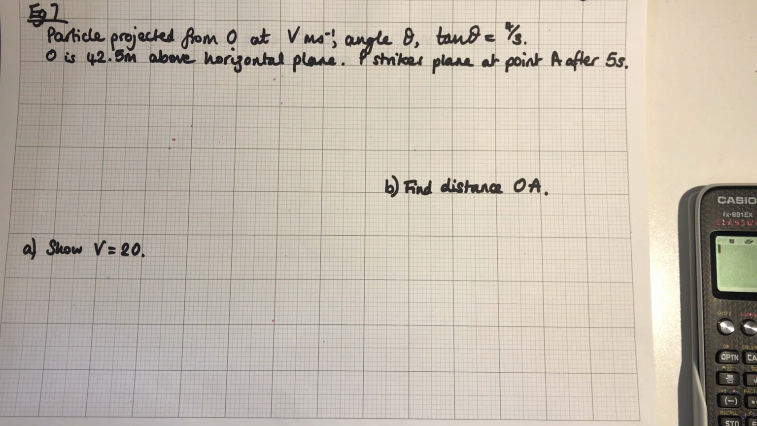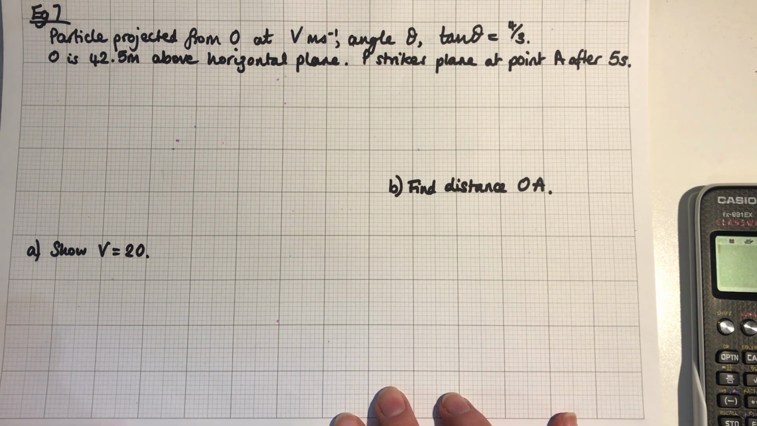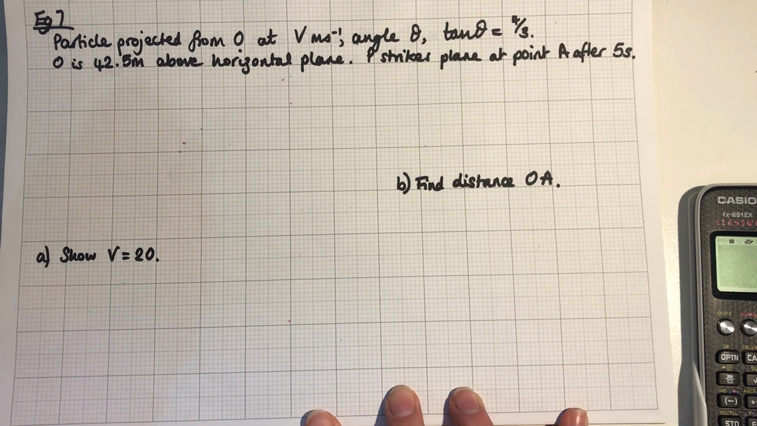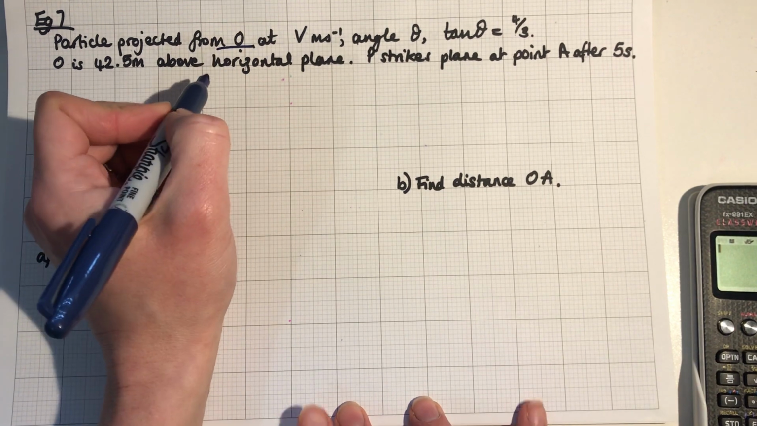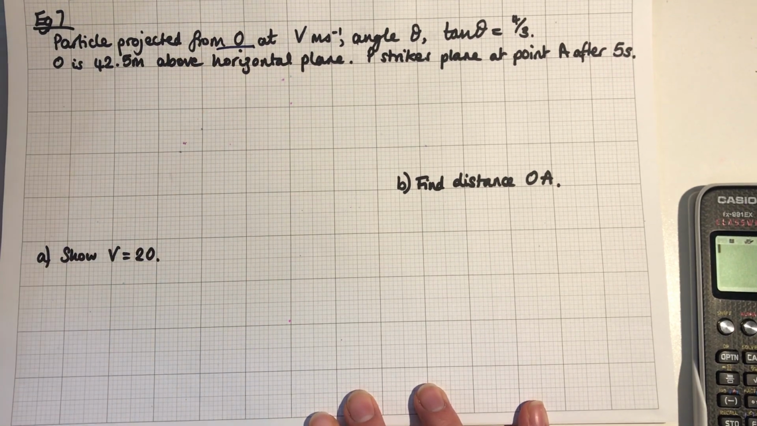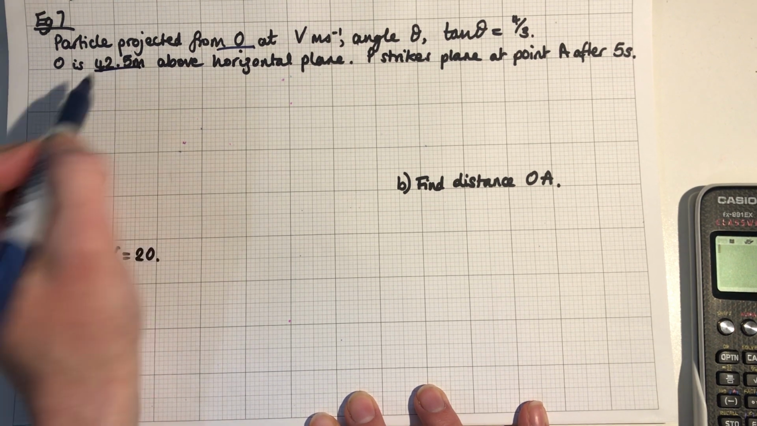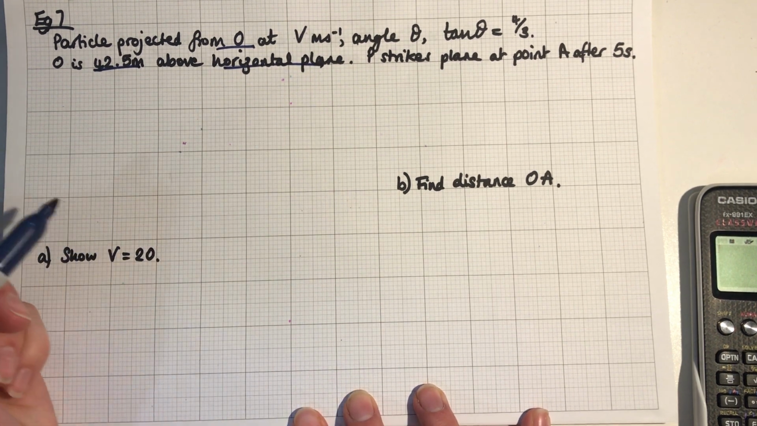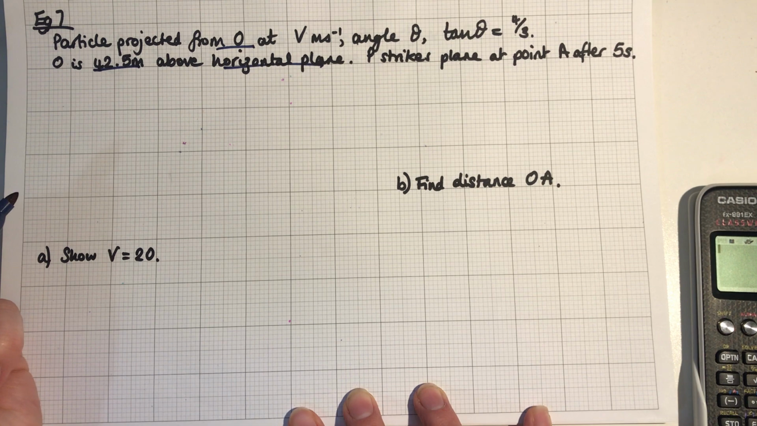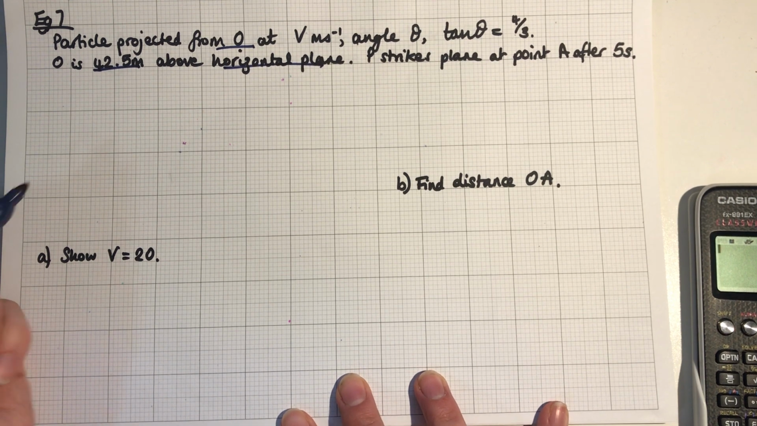Now, we talked in quite a lot of detail about what came up in that one, so let's have a look at the next example. Hopefully now I've illustrated the points, we'll be able to go a little bit quicker through it. So we have a particle being projected from O, and it tells us in the question that O is 42.5 metres above the horizontal plane. So this is an example of, say, throwing a rock off a cliff into the sea, and we're above the horizontal here. So let's do ourselves a sketch.